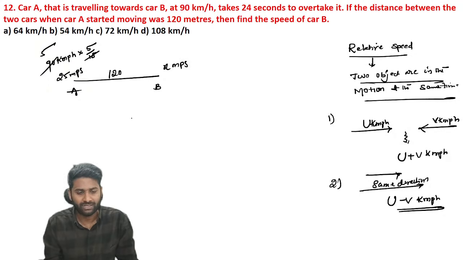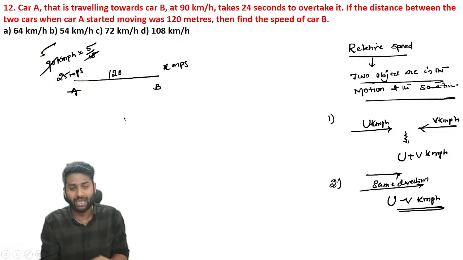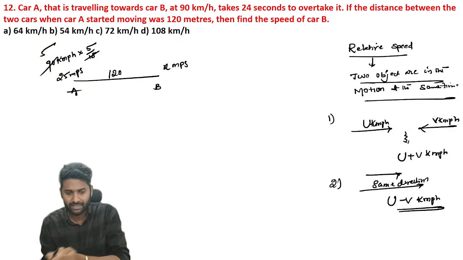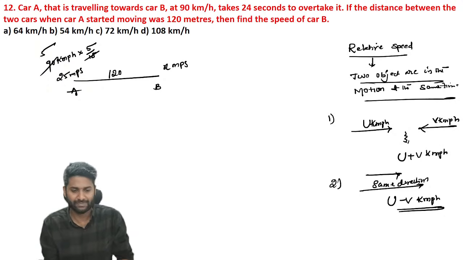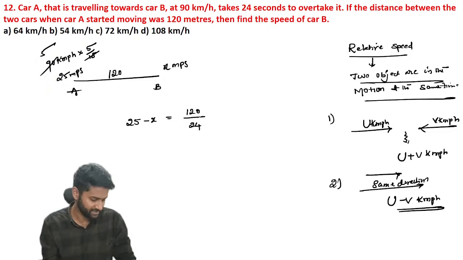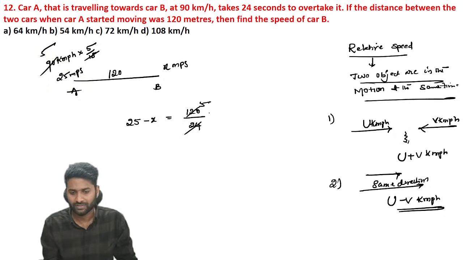Now we know relative speed applies when both are traveling. Since A overtakes B, definitely A's speed is greater than B's speed. So the relative speed is 25 minus x, and the distance is 120. It takes only 24 seconds. Going through the simplification, 25 minus x is equal to 5, then x is equal to 20 meter per second.